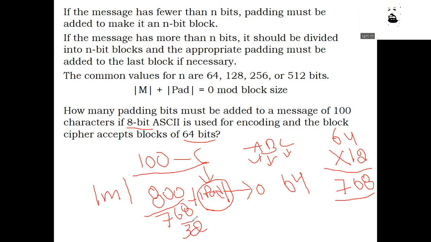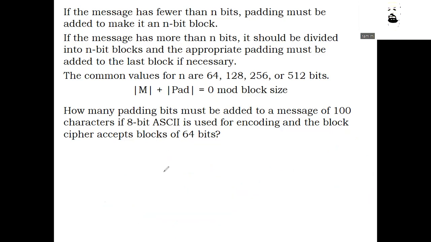That means I have an excess of 32 bits. If I want to make this remainder divisible by 64, I need to add 32 more bits to make a 64. Actually, I have 100 message characters, each of 8 bits. So in total I get 800 bits.